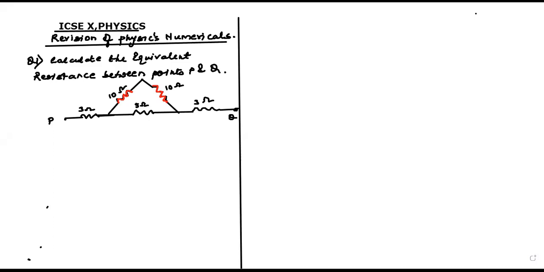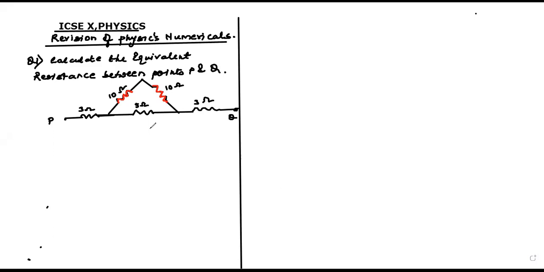We are doing ICSE 10 Physics. We are doing a revision of Physics Numericals. What I plan to do is every day I'll put up some revision of 10 numerical questions. So around 7-8 lectures of it I'll be putting up. If you go through all the 7-8 lectures, I'm sure children, you should find numericals of ICSE quite simple.